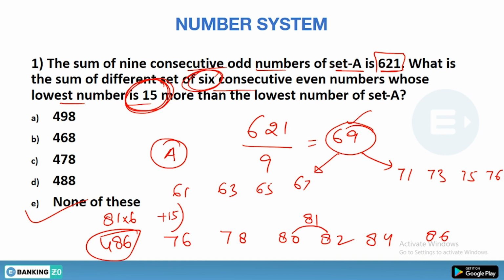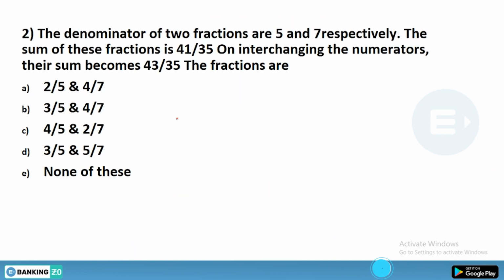You don't have to solve this question through X, because it will make the question complicated. So basically this is a trick for solving this particular question. I hope you understand this question. Let's move on to the next question.